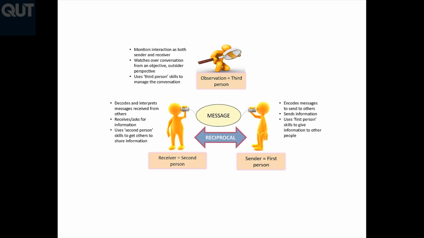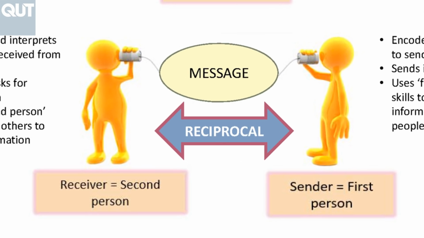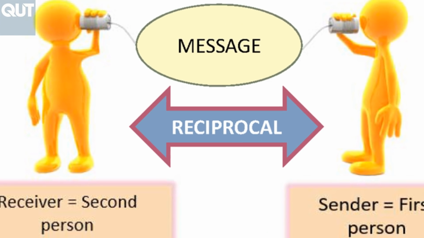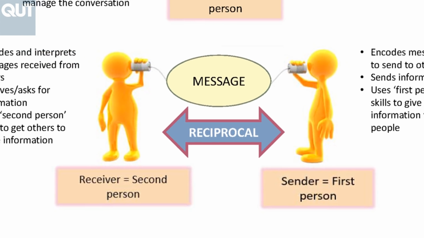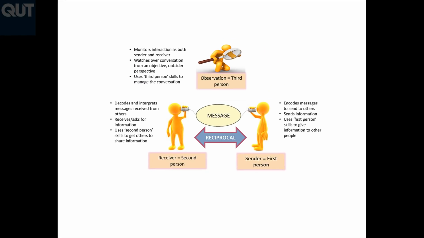Now, in any one communication experience, you'll move between sender and receiver multiple times. These roles are reciprocal. Now, this makes sense. When you think about your own communication, it's often about moving back and forth between two or more people, all of whom are adopting the different roles discussed in this model.